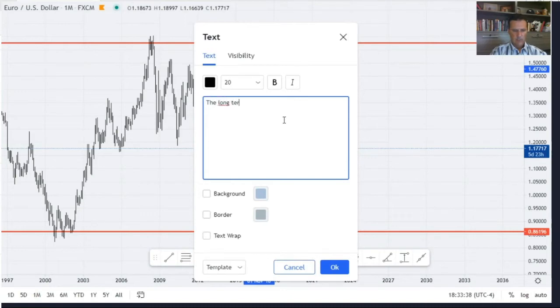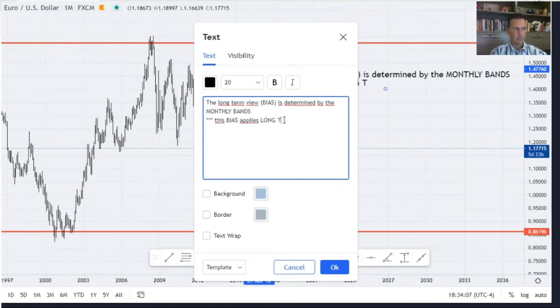The long-term view, also called bias, is determined by the monthly bands. This bias applies long term to all time frames. This is number one.